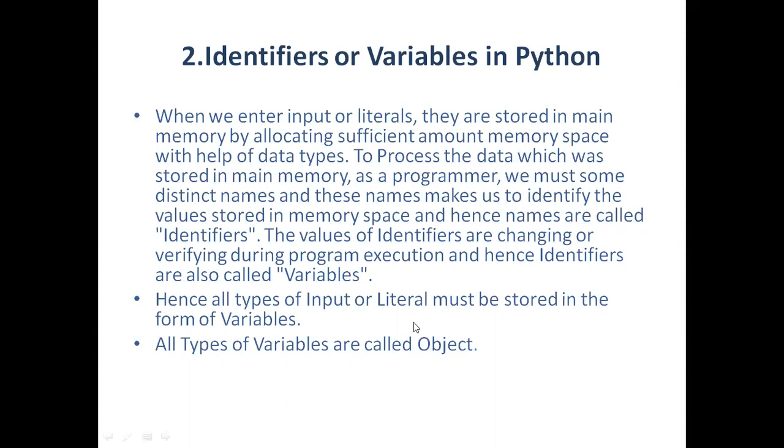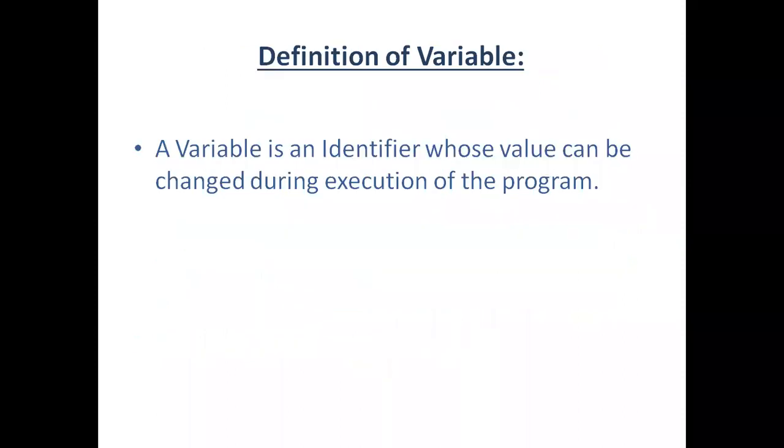Hence, all types of input or literals must be stored in the form of variables. So all variables are objects. Now, a variable is an identifier whose value can be changed during execution of the program. Okay, clear?